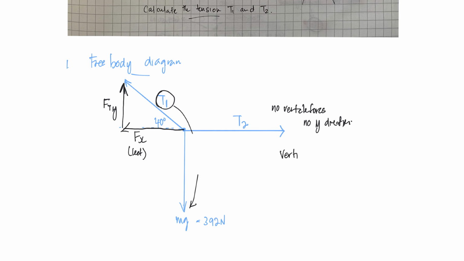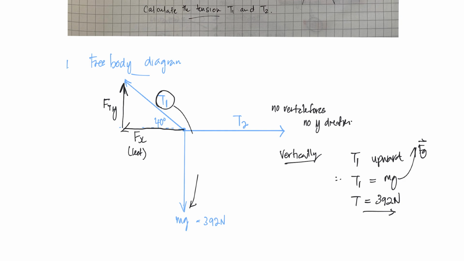If I think of vertically, right, I'm looking vertically, I have T1 and it is upward, and that upward force is not shared with T2. Therefore, T1 is actually equal to mg. So T1 is then equal to 392 newtons. Guys, when I say mg, I'm talking about Fg, which is gravity. It's up to you how you're going to label it. And I prefer just writing mg so I know what I'm doing.